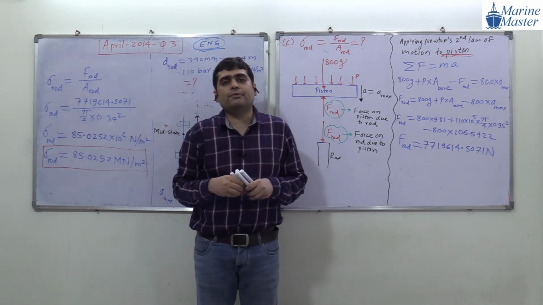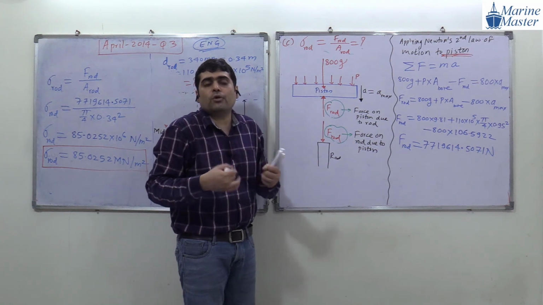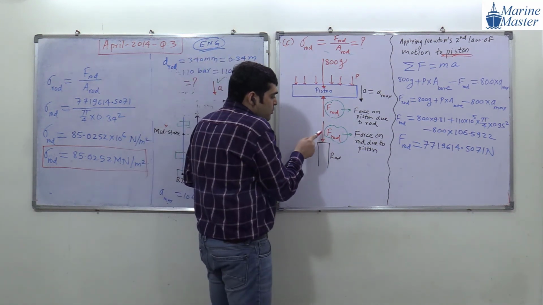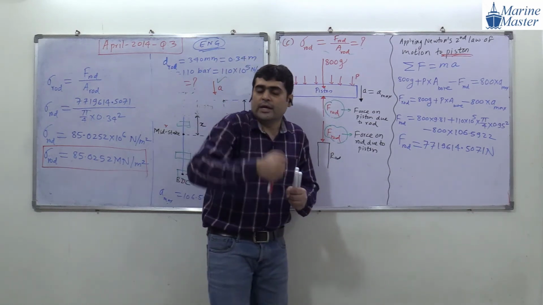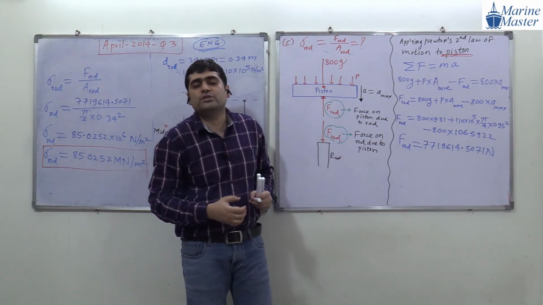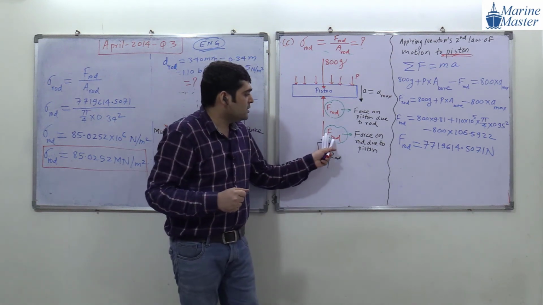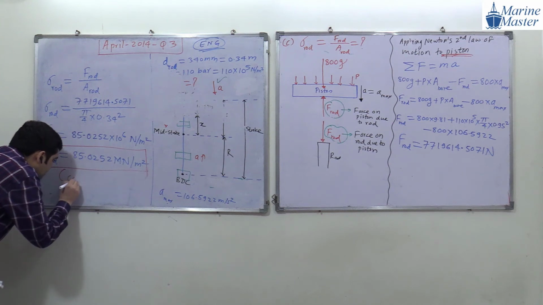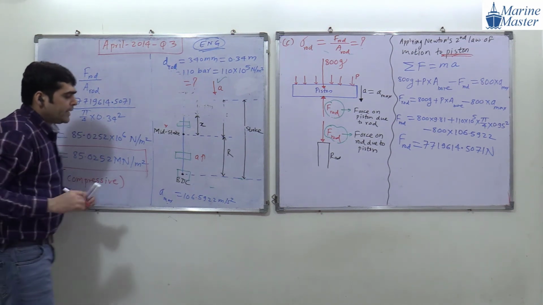What will be its nature? Which type of force is acting on the rod? On the rod this force is acting. So what will be the nature of this force? The force which is acting on the rod due to the piston, is it doing compression or tension? The force is compression. So in bracket we will write down the nature. Nature is compressive in nature.